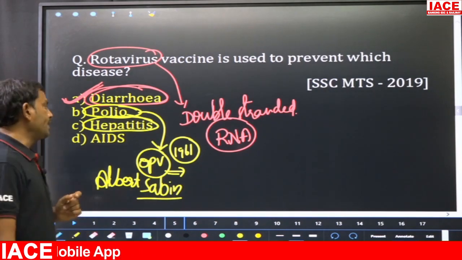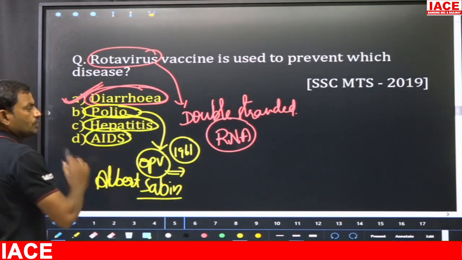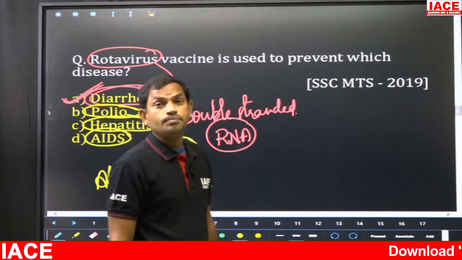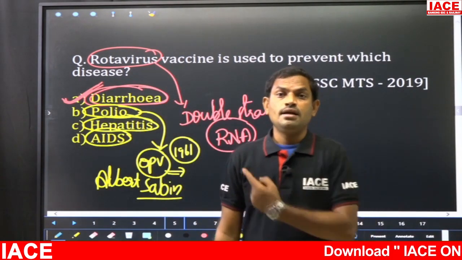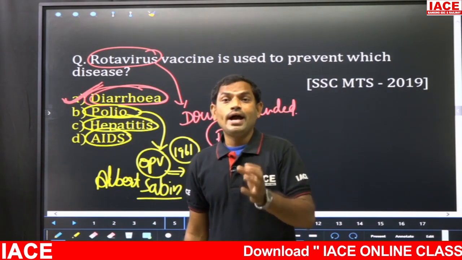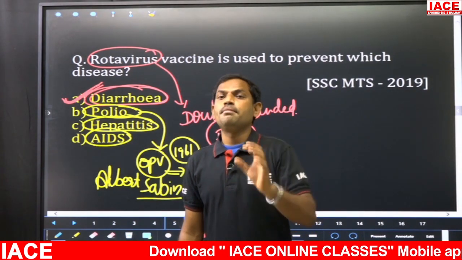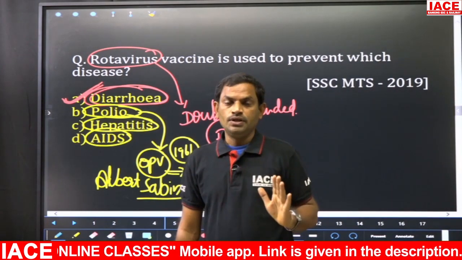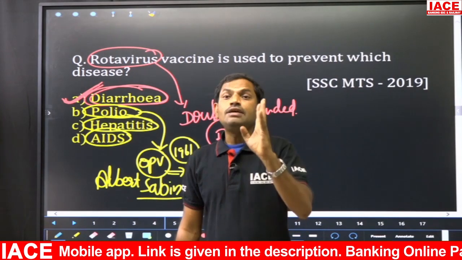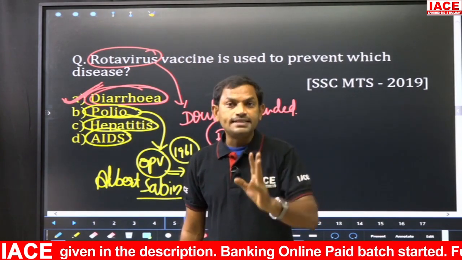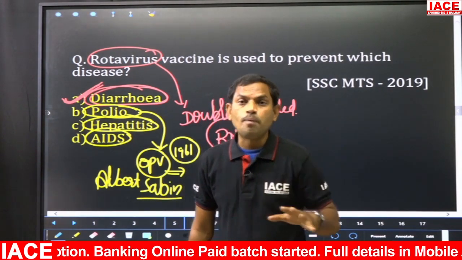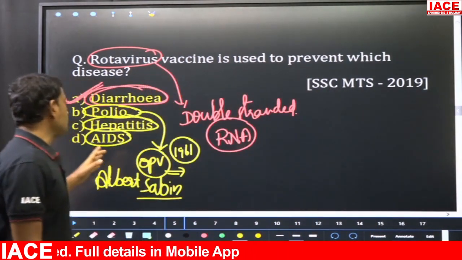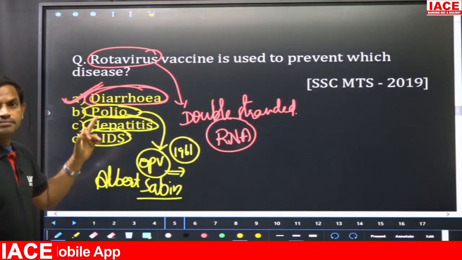Recombinant DNA technology. Then AIDS. This AIDS disease is caused by the HIV virus, human immunodeficiency virus, and the full form of AIDS is acquired immunodeficiency syndrome. But remember, my dear students, there is no vaccine for AIDS so far. In addition to AIDS, even for malaria and African sleeping sickness, there is no proper vaccine so far, right? So here the answer is option A, diarrhea, right?